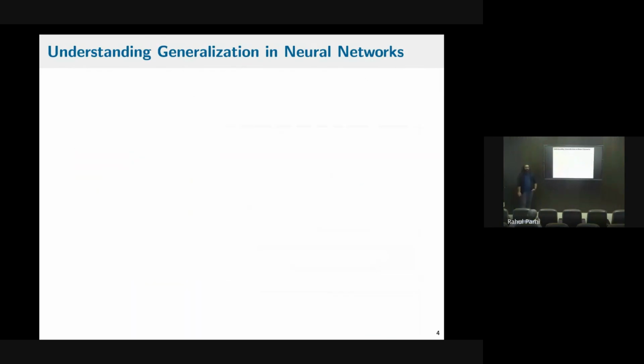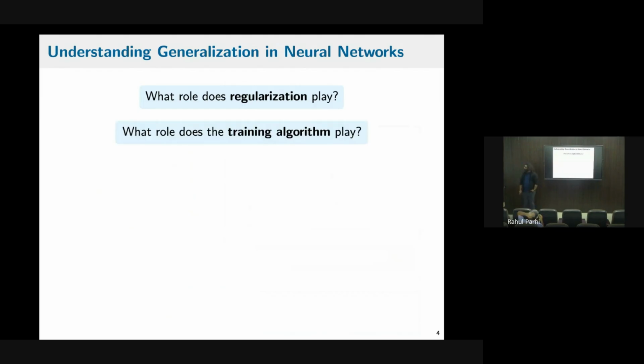In particular, the focus of this talk is going to circle around this idea of understanding generalization in neural networks. And some people might say that understanding generalization is really one of the principal outstanding problems in deep learning or AI research. So there's many questions related to understanding generalization. So there's things like what role does regularization play in the problem? What role does the training algorithm play in the problem? Because you're doing some kind of optimization procedure to actually train your neural network.